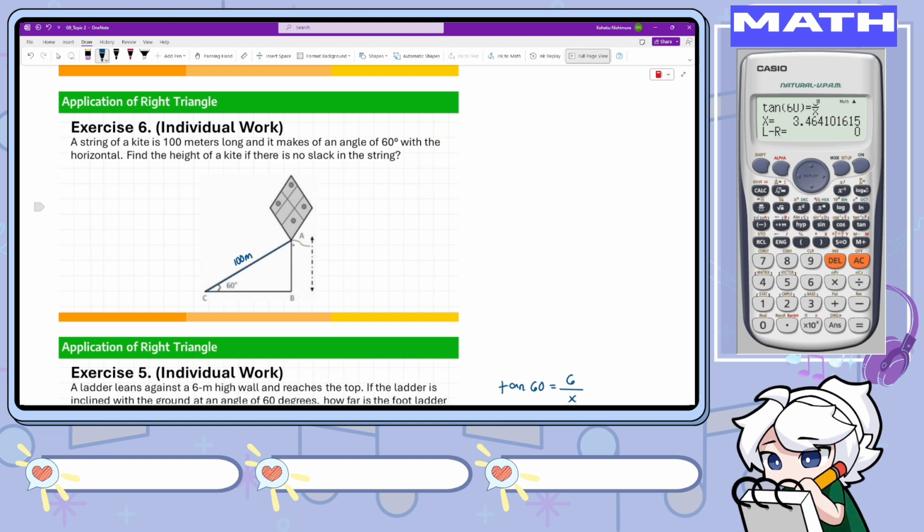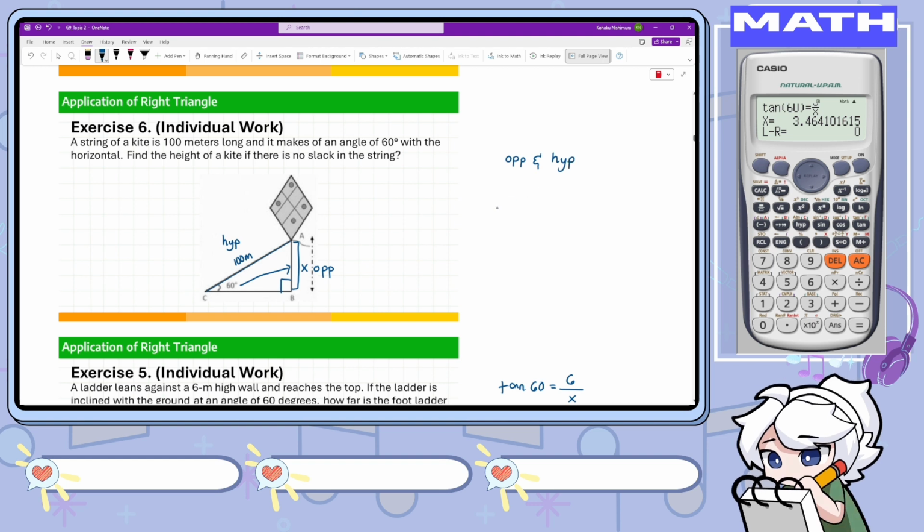You are being asked what this particular height is. So let's set that as x. This time, the one that we are finding is opposite of 60. But what is 100 meters? 100 meters is our hypotenuse. Very good. So now, if we have opposite and hypotenuse, what is that ratio?